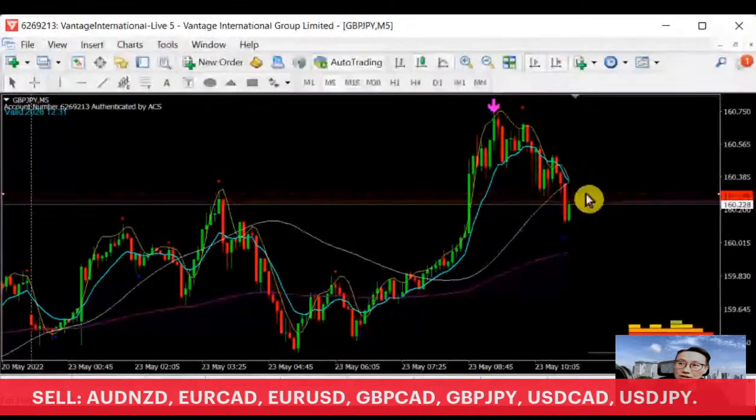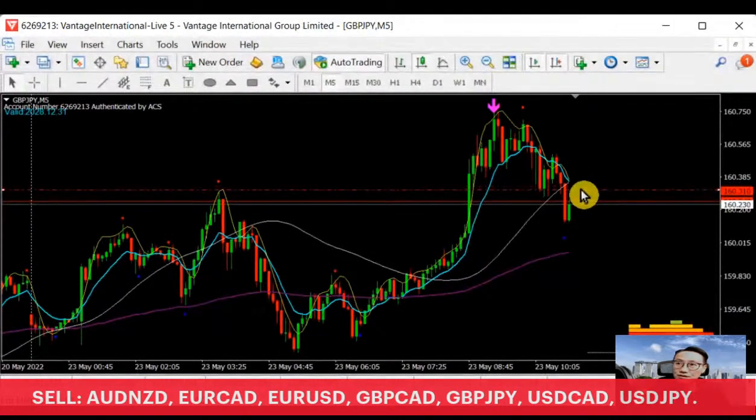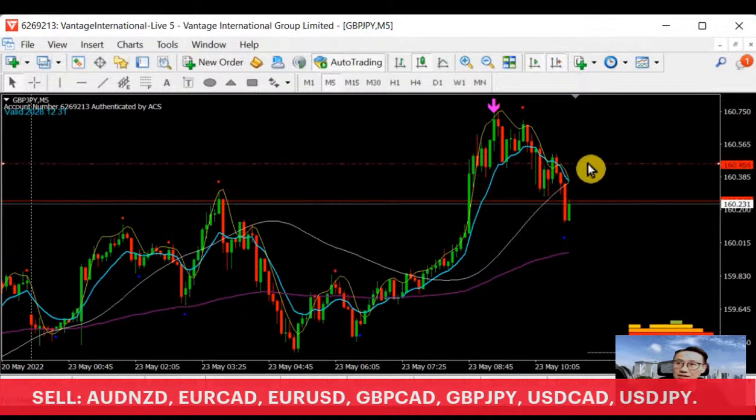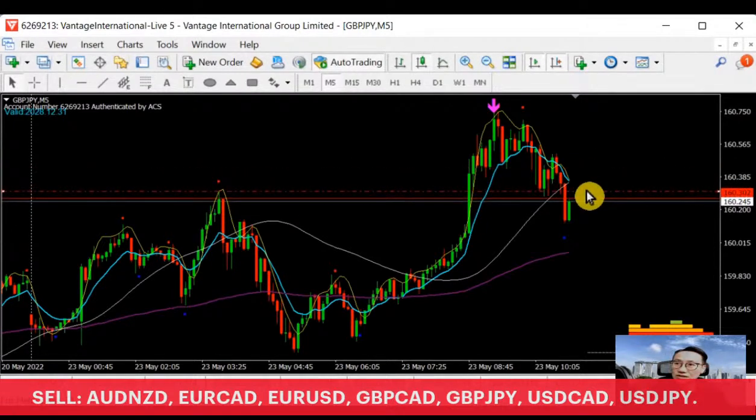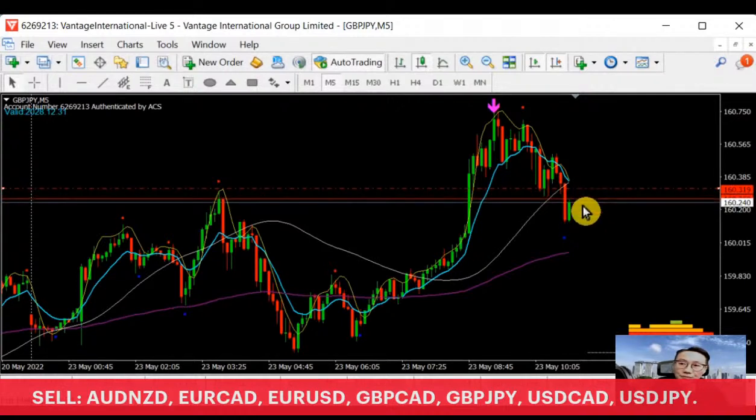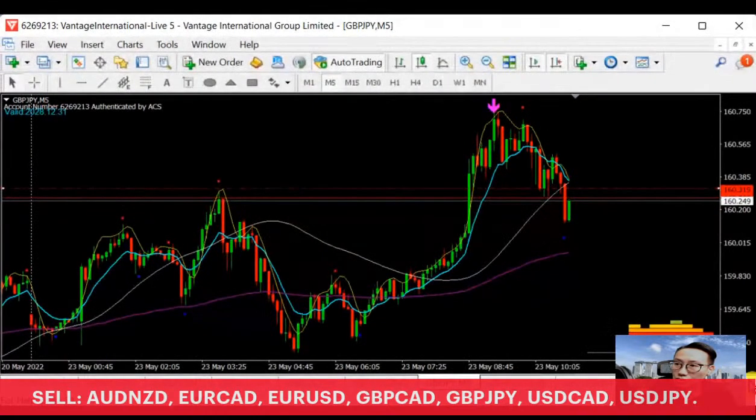This is the area of resistance. The previous support has been tested, and this also as well. So these are the resistance areas. I'm going to wait for a new resistance below the level here. Then I will take action. All right, so move again to dollar CAD.